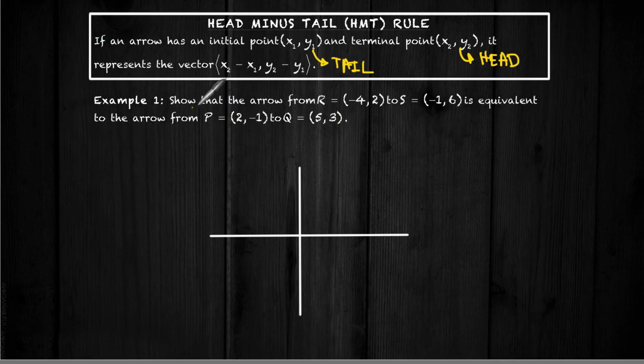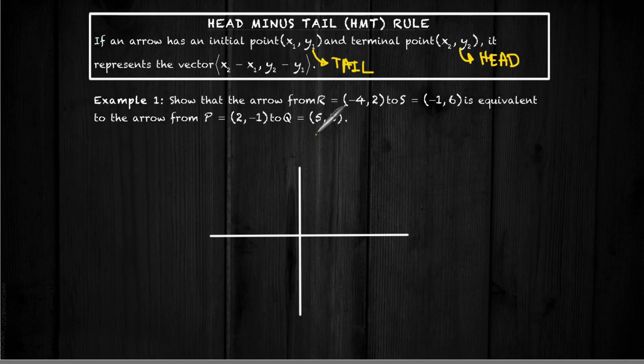So let's just jump in here. Example 1: show that the arrow from R = (-4, 2) to S = (-1, 6) is the same vector as the arrow P that goes from (2, -1) to (5, 3).